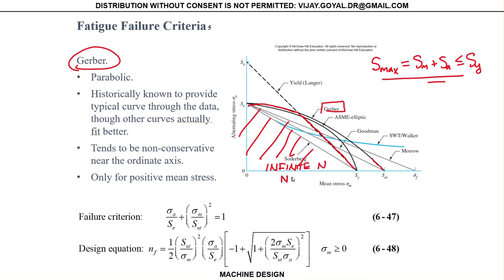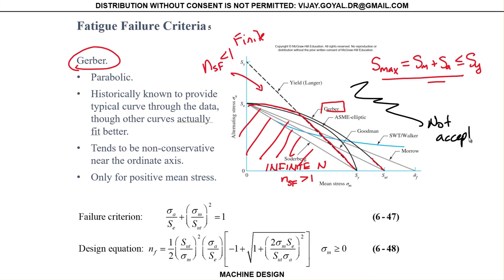Infinite life, and your factor of safety here would be bigger than 1. Anything outside this line, let's say here in this region, your factor of safety will be less than 1, and the life is finite. Okay? Anything outside here, this is not acceptable. We want to stay within the bounds of this.